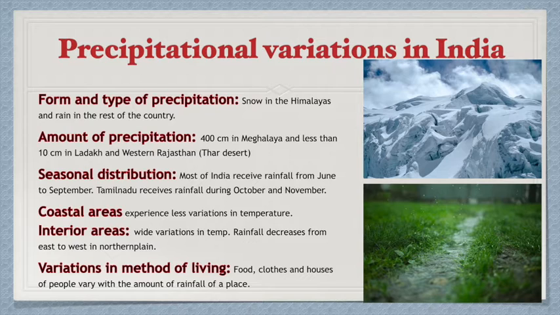Amount of precipitation also varies across the country. In Meghalaya, 400 centimeters of rainfall is recorded. But in Ladakh and western Rajasthan, in Thar Desert, less than 10 centimeters of annual rainfall is recorded.